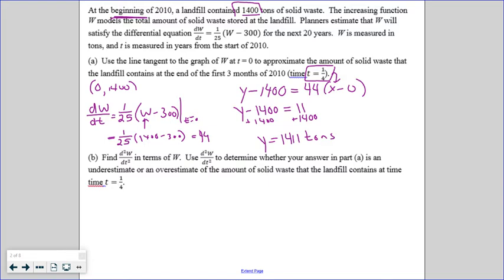All right, on our next one, part B, it asks us to find the second derivative in terms of W. So they do give us the first derivative. And so taking our second derivative, one of the things that I looked at here, so taking the derivative here, this would be 1/25 W minus whatever 300 divided by 25 is. What would that be here? 12. But that's just a constant.